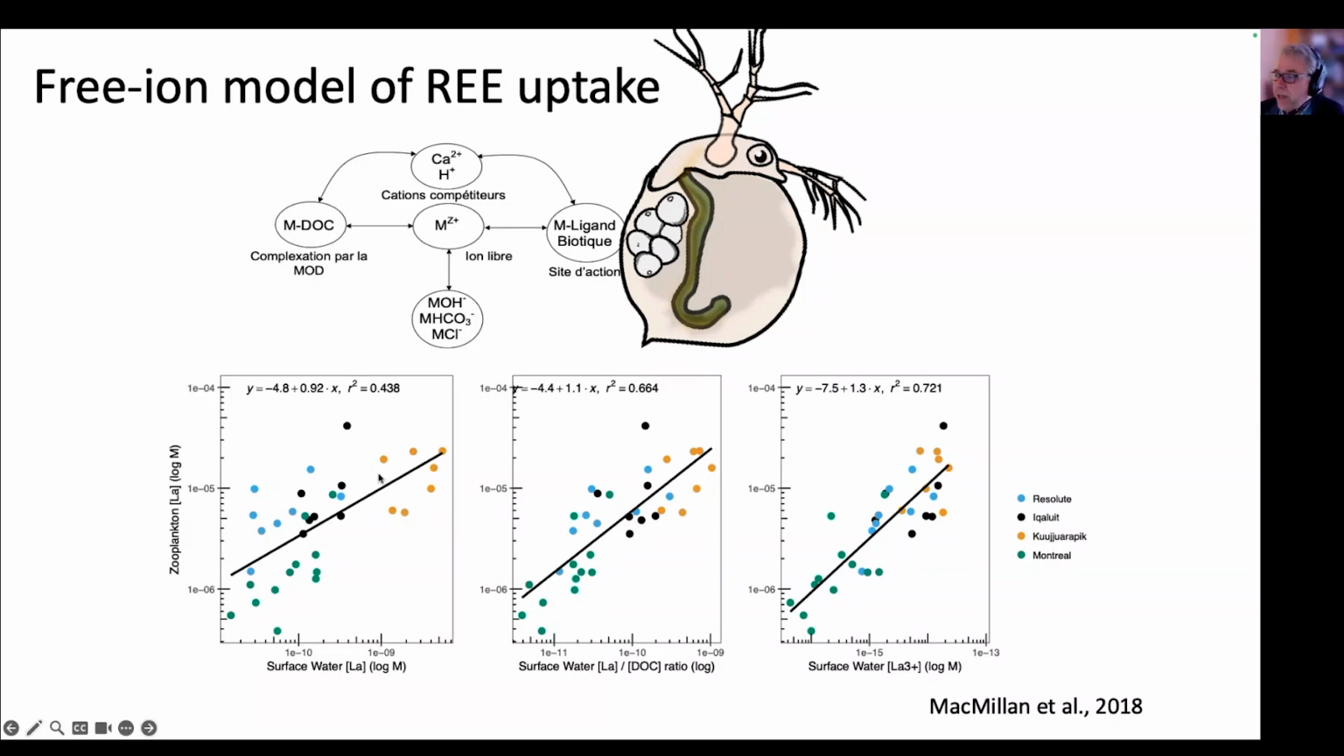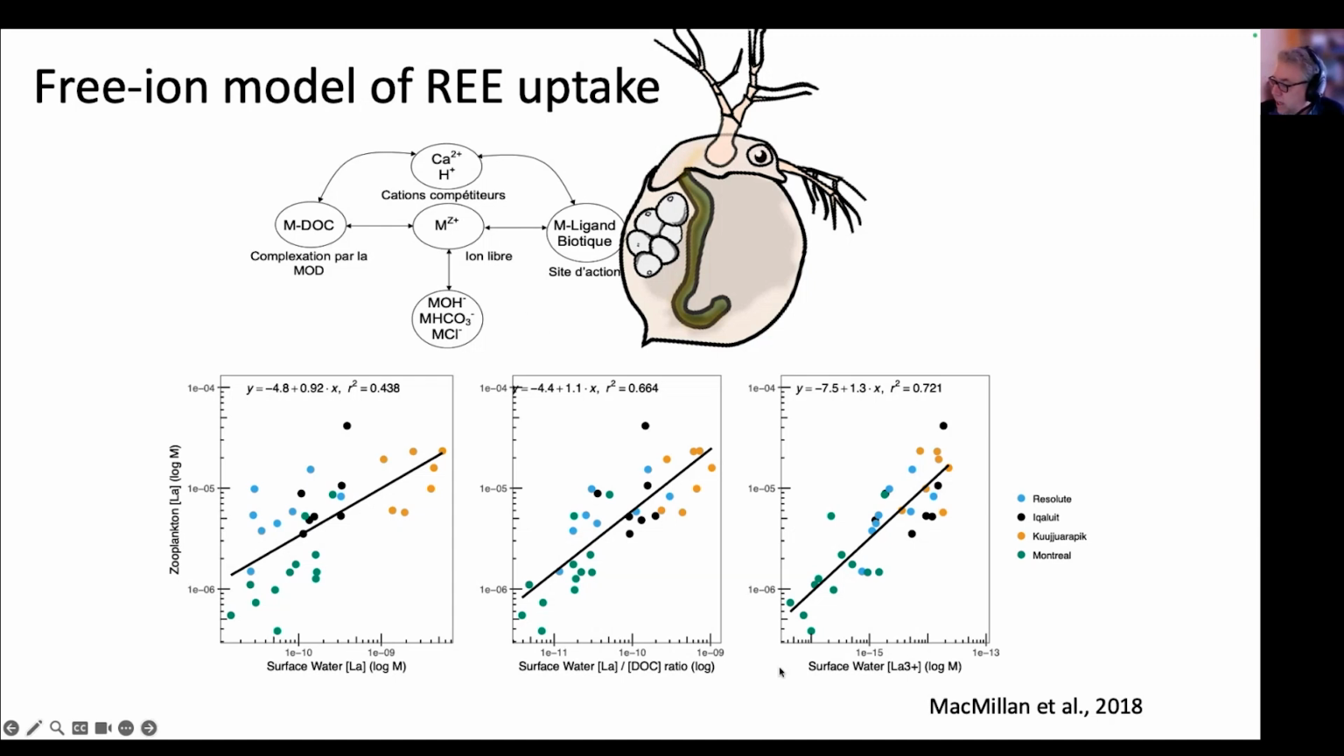But then we calculated the free ion. You cannot really measure it, it's really low. So what we usually do is use a thermodynamic model. It's called WHAM, the Windermere Humic Aqueous Model. It calculates, based on a series of affinity constants, the concentration of free ion in solution. So we did that.